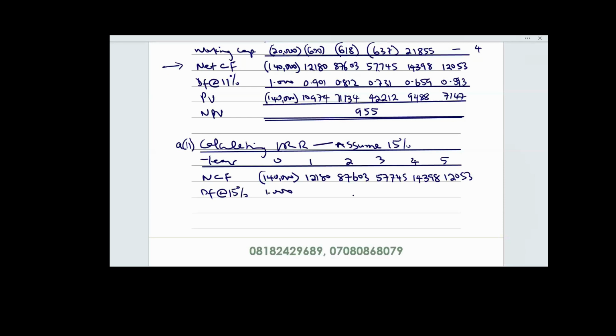Discount factor at 15%: year 1 is 0.870. Year 2 is 0.756. Year 3 is 0.658. Year 4 is 0.572.